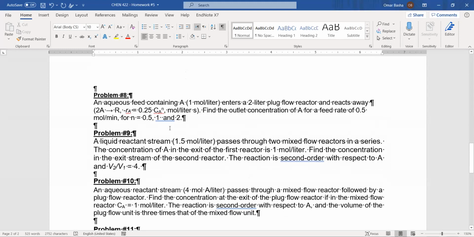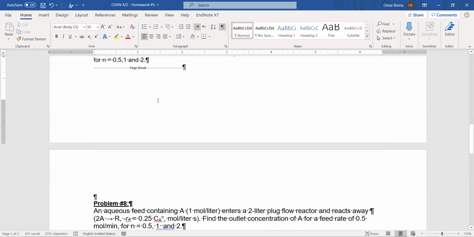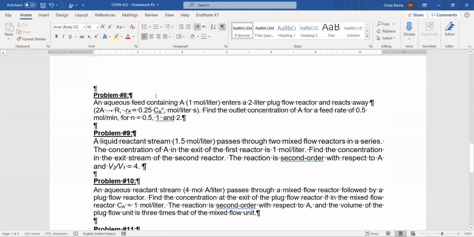Okay, number 8. An aqueous feed containing A enters a 2-liter plug flow reactor and reacts away. 2A equals R, minus RA is 0.25 CA to the power n. Find the outlet concentration of A for a feed rate of 0.5 mole per minute for n equals 0.5, 1, and 2. So again, I have a feed with an unknown reaction rate, and you need to find the outlet concentration for n equals 0.5, 1, and 2. It's the same exact problem as 7, except I'm using a PFR now. Let's go to the whiteboard and solve this problem.